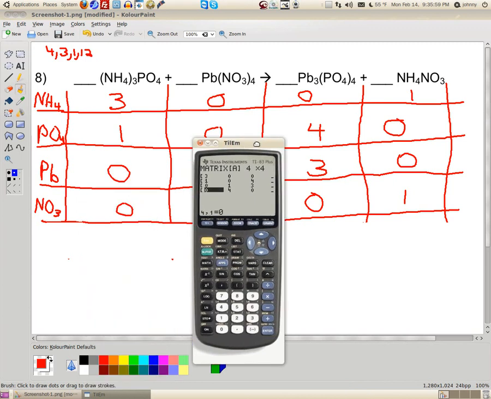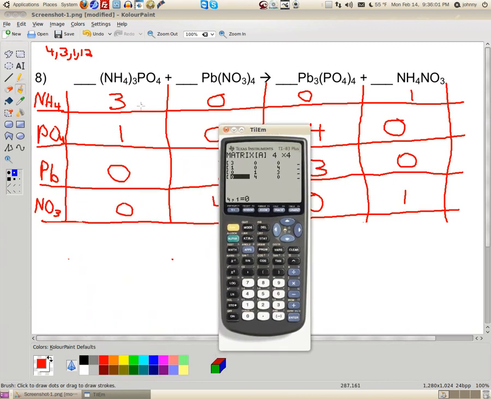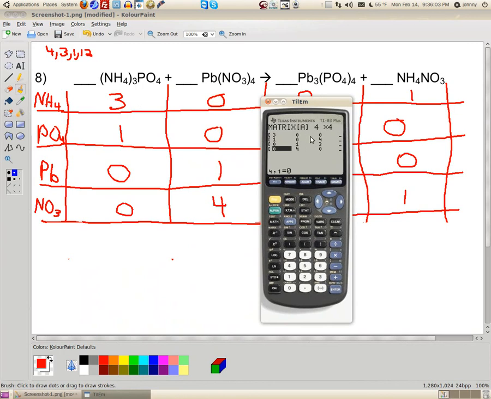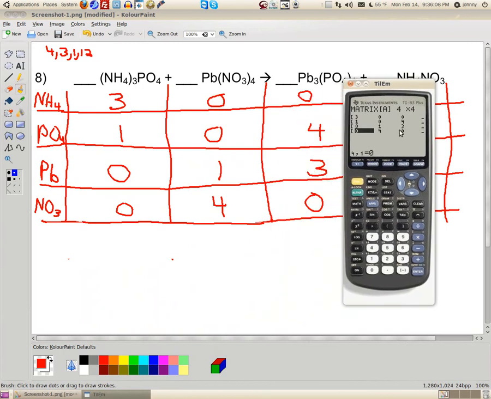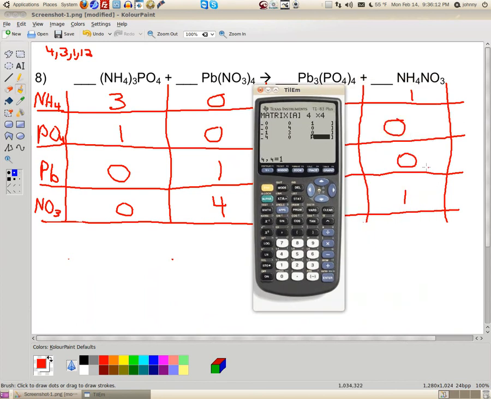After that, check all the ones that you've entered in. I've got 3, 1, 0, 0 in this column. Next column, 0, 0, 1, 4. Next column, 0, 4, 3, 0. And my last column, make sure it matches up, 1, 0, 0, 1. And it does. After that, back out of your matrix. Then go back to your matrix and choose the math column. Go to RREF, which stands for row reduced echelon form. Pick it. Go back into your matrix, and then select the A, which is the one that we edit.